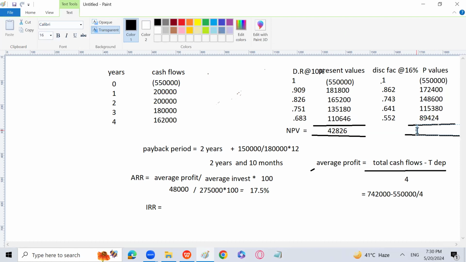So for finding IRR, there is going to be a discount rate which will give you positive NPV, and there will be a discount rate which will give you negative NPV. And then you will find IRR by using the statistical method of interpolation, which is a formula-based method.